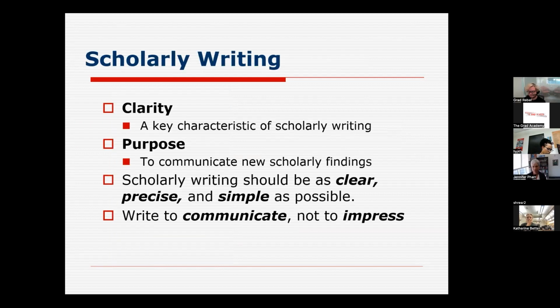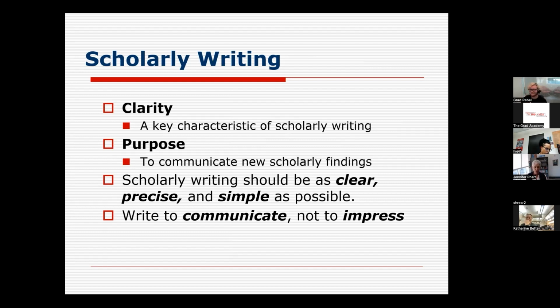So let's get a baseline about what is scholarly writing. Whenever we're writing, typically our purpose is to communicate our new scholarly findings. You did a study, you've done your thesis, your dissertation, you're writing a scientific paper, you've found something and you want to share those findings. One of the key characteristics of scholarly writing is clarity. We want to share our new findings in a clear enough way that people can understand what we found and replicate our study design if they choose to.